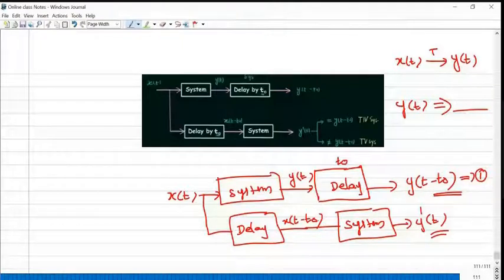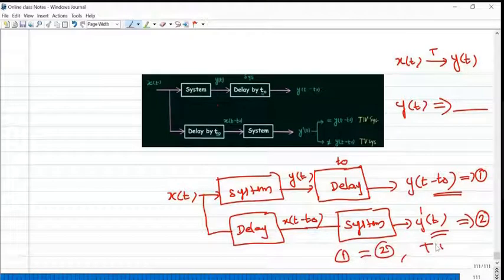Okay, then you will get one expression, that is y dash of t, equation number 2. If these two equations are equal, then the system is time invariant system. So this is the basic idea to identify whether the given system is time invariant or time variant system. If you solve some problems, you will get a clear idea.